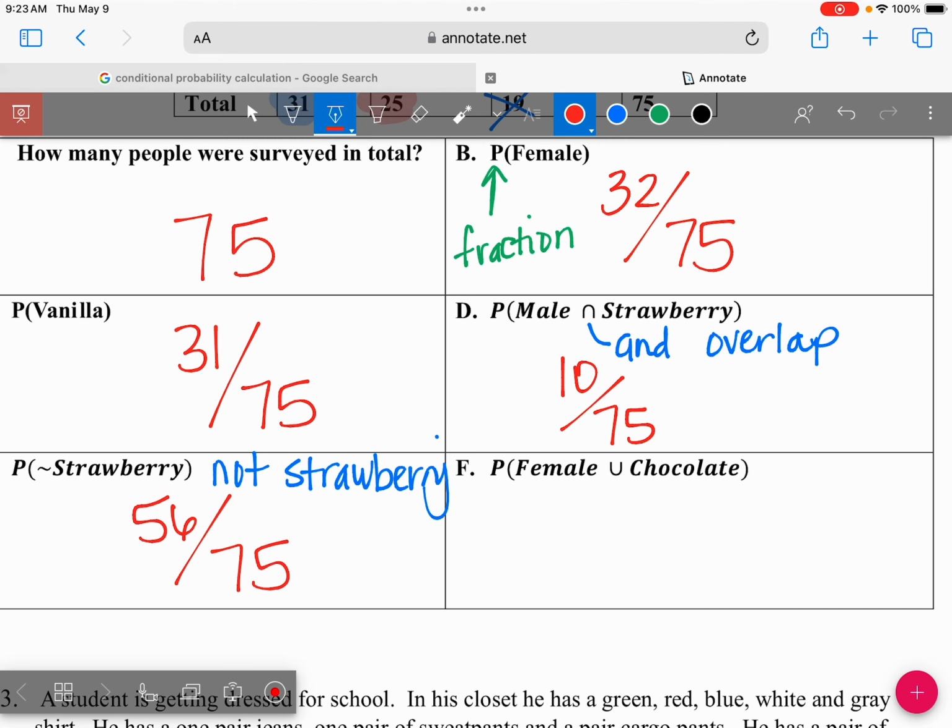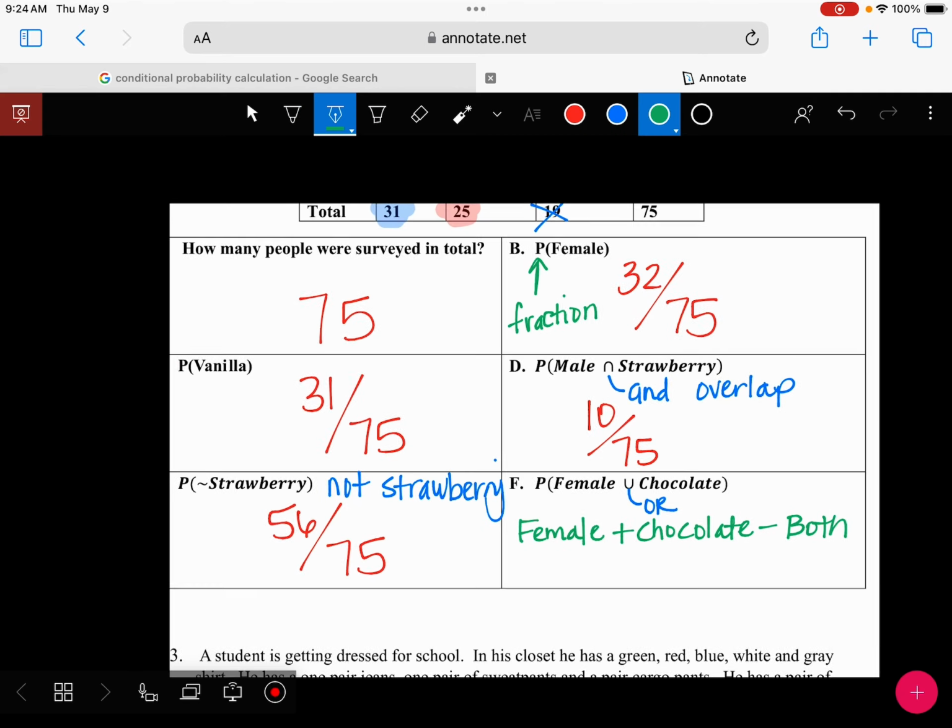Now, F was worth the most amount of points because it was the one that had the formula. This means or. So you're going to take your female plus chocolate. If I could spell chocolate. And subtract the people in both. That's your formula for or every single time.